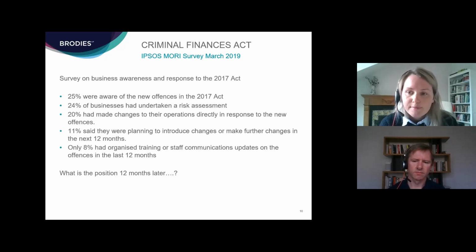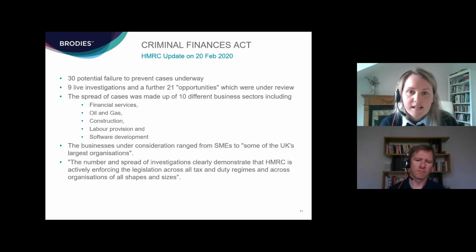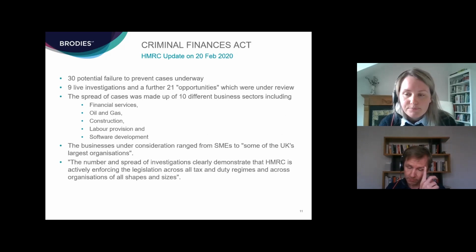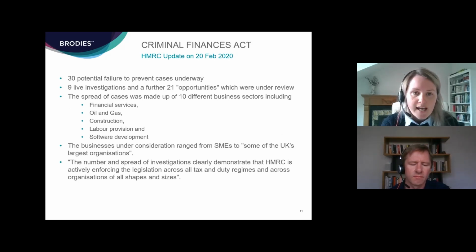So not perhaps the statistics that the government and HMRC might be hoping to see as a response to the survey. But if we move on to the next slide, we can have a look at what the most recent set of statistics shows us. So HMRC published an update earlier this year at the end of February. What they were saying in that update was that there were 30 potential failure to prevent cases underway, but that broke down into 9 live organised investigations and rather curiously described 21 opportunities which were under review.